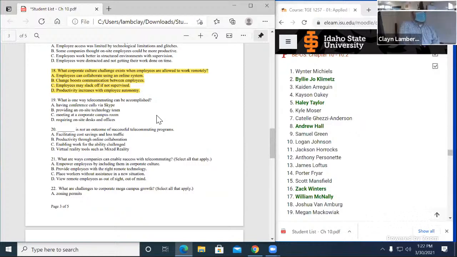Okay, and so the problem isn't necessarily that the employees are lazy as much as the reward structure doesn't promote productivity. If I know I'm going to get paid regardless of whether I do any work or not, then there isn't any motivation to do that. So the challenge is, it's not just that employees are lazy, but the corporate culture has not been designed to improve productivity. Okay? Can we think of any other cultural issues that might arise if all employees are allowed to work remotely?